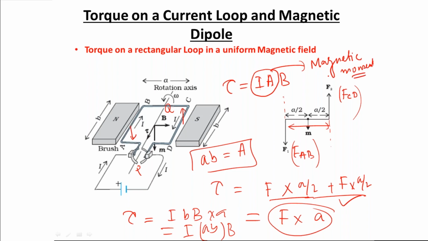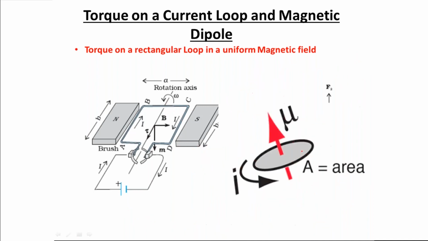Magnetic moment is denoted by small m. In fact, this magnetic moment is also a vector, just like electric dipole moment P, which is also a vector. I'll tell you how to find out the direction of that.